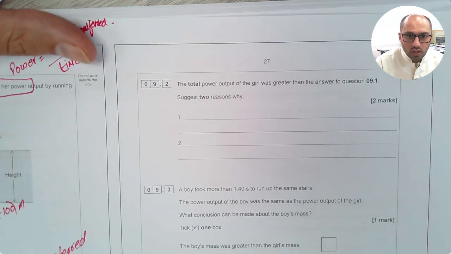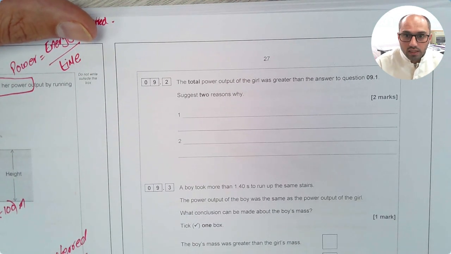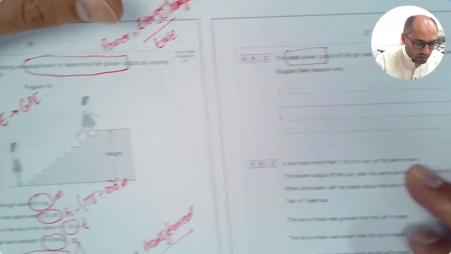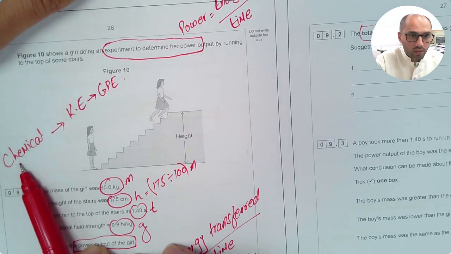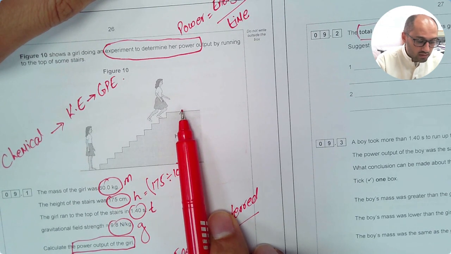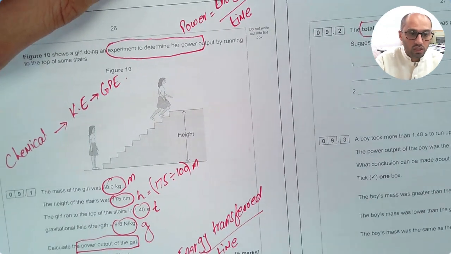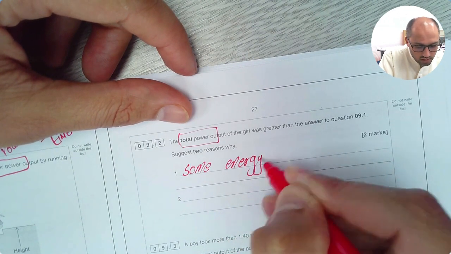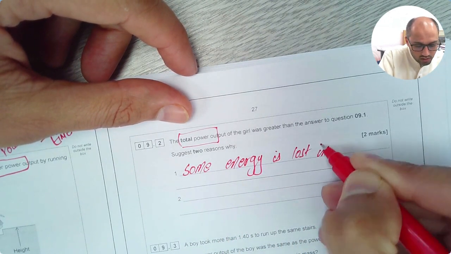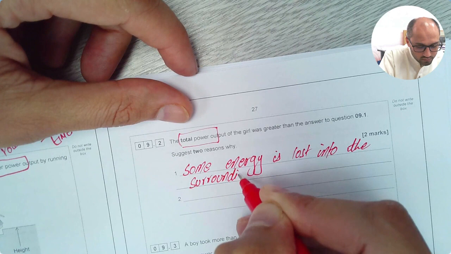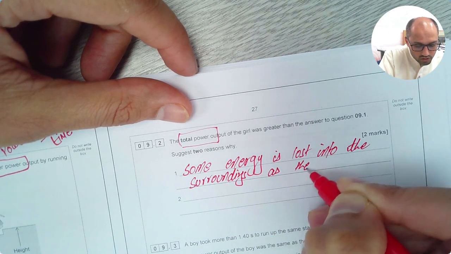Next part says the total power output of the girl was greater than the answer to question 9.1. And that is true because we are only assuming that the entire amount of chemical energy in her body got changed into GPE when she got here. But in reality, some of her chemical energy will also be lost into the environment as thermal energy. So we just have to say some energy is lost into the surroundings as thermal energy.